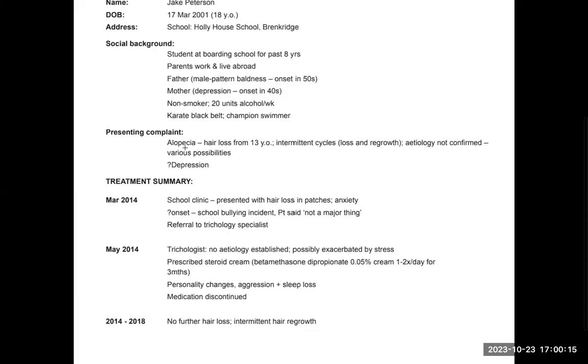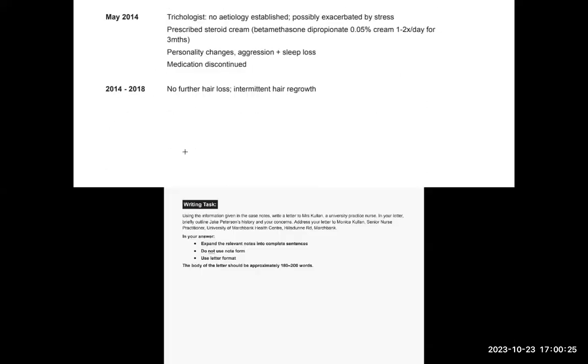Presenting complaint, alopecia, hair loss from 13 years, intermittent cycles, and etiology not confirmed, and it can be depression. So now I can relate two options. After reading from here that depression and anxiety and hair loss are coming together. After reading from here, only then I am including it.